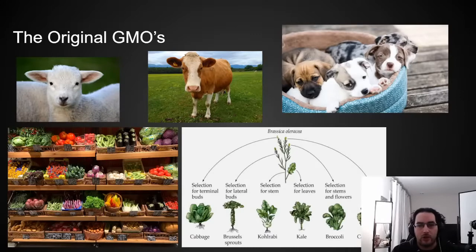But it's not purposeful. It's purposeful in that you're constantly selecting for bigger and bigger and bigger plants, or cows, or fuzzier sheep or whatever. But you're not changing a specific gene on purpose. And that is where the line is between what I'm going to call modern GMOs and the original GMOs.